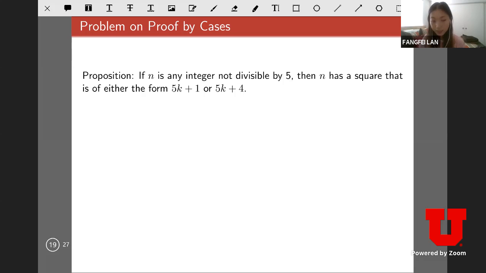So this is a proof by cases problem. If n is an integer not divisible by 5, then n has a square that is of either the form 5k plus 1 or 5k plus 4. What do we think? How do we approach this problem? Any idea? You can type in the chat room or raise your hand.